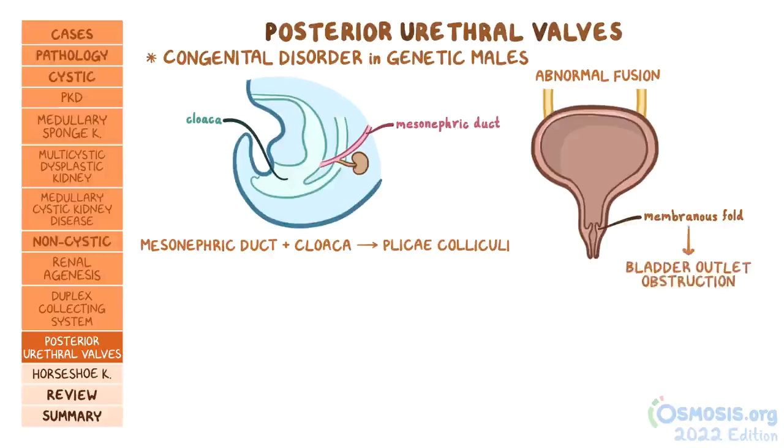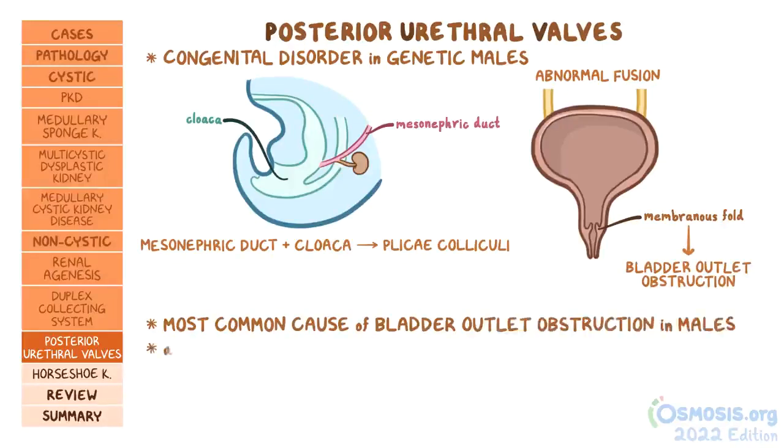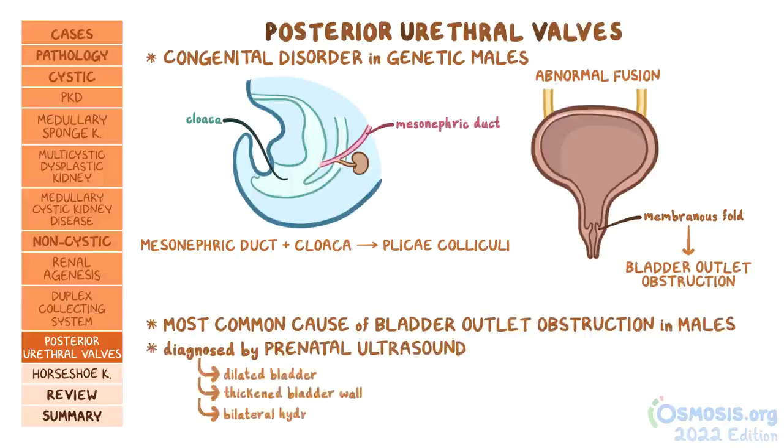Now, it's important to remember that PUV is the most common cause of bladder outlet obstruction in males, and it can be diagnosed by prenatal ultrasound, which can show a dilated bladder, thickened bladder wall, and bilateral hydronephrosis.